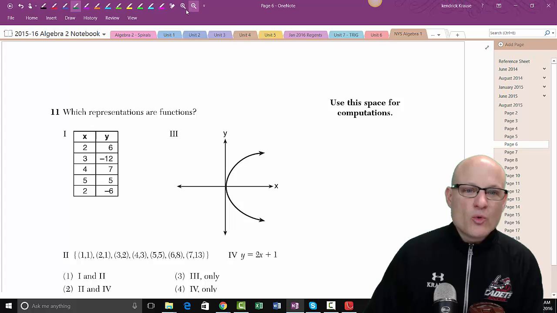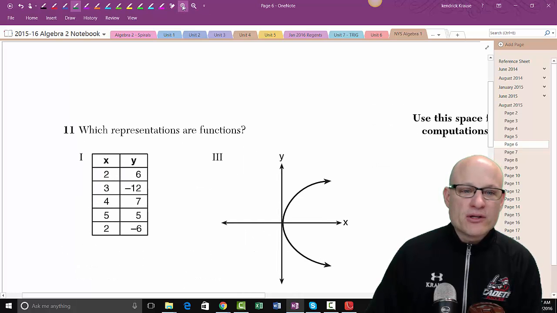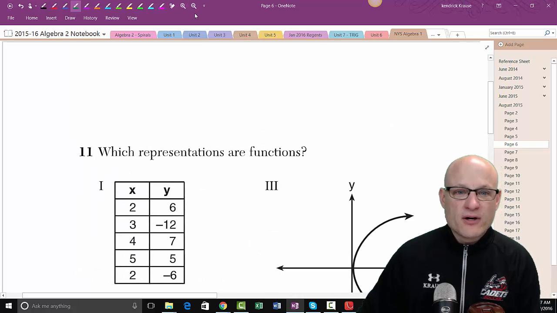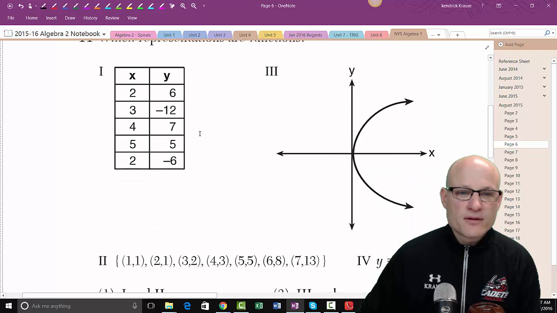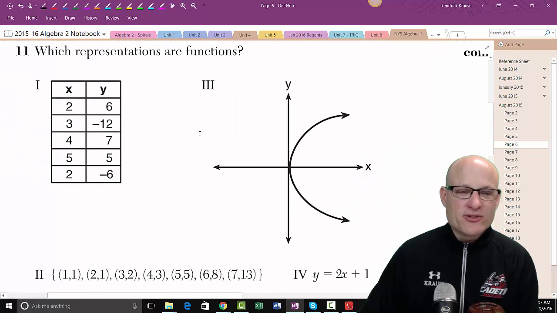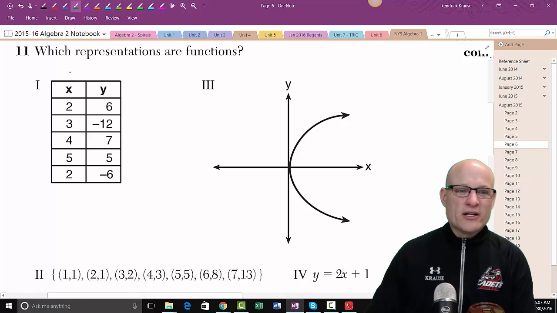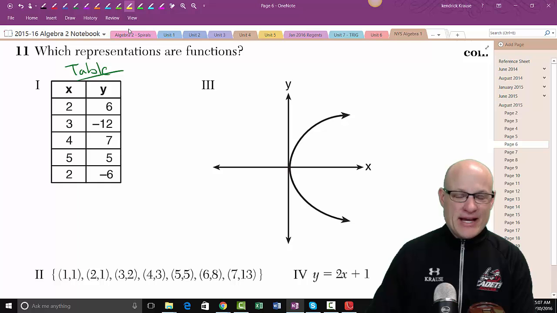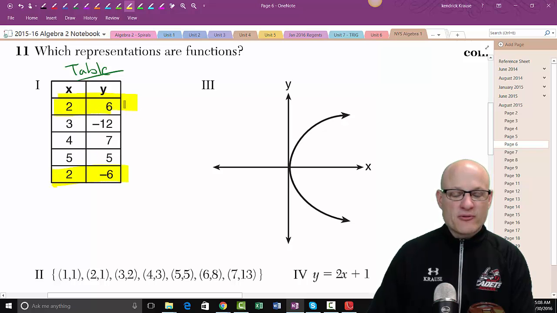So which of the following representations are in fact functions. If it's given to you in list form or in a table form like this, what you're looking for is repeating x values. If you have repeating x values, then it is not a function. So that's the first. We got a 2 here and a 2 here, and they map to different values, so this is not an answer.